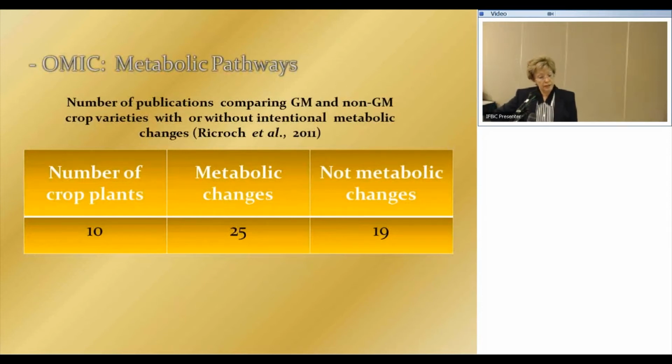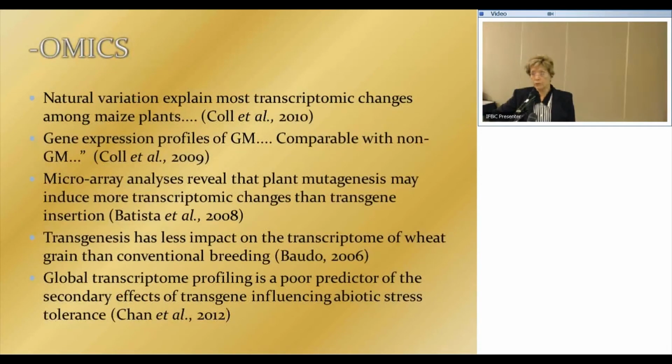Rick Graff compared the number of publications in 2011 comparing GM and non-GM crop varieties, with or without intentional metabolic changes. The number of crop plants was 10, with metabolic changes 25 and non-metabolic. And here are some of the results. I think some of the authors are in this audience.